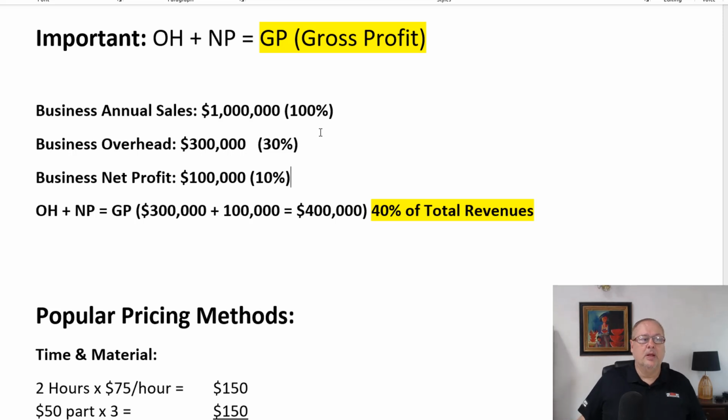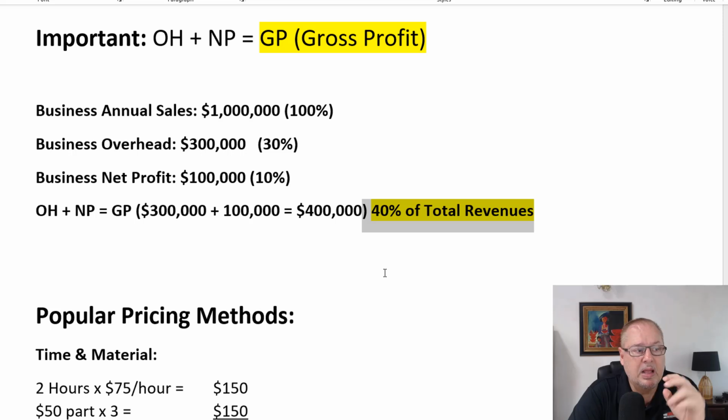So 10% net profit. Okay, what a lot of companies will do is they'll just take the 10%, they'll add it to the 30%, and they say, hey, we've got a 40% gross margin or gross profit. So the gross profit is your overhead plus your net profit, okay? And they'll use that to calculate everything. Hey, if it's a $1,000 job and I've got $400 above and beyond my COGS or direct costs, then I'm okay. Well, yes and no.